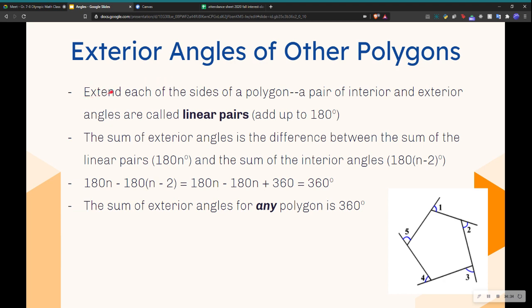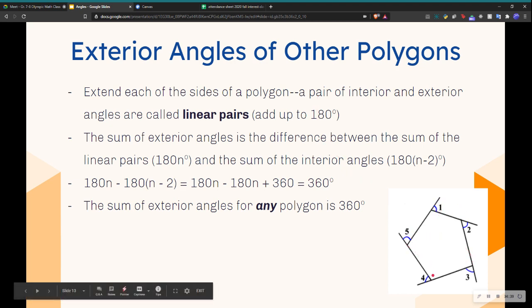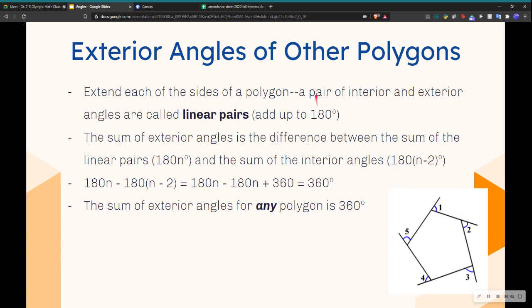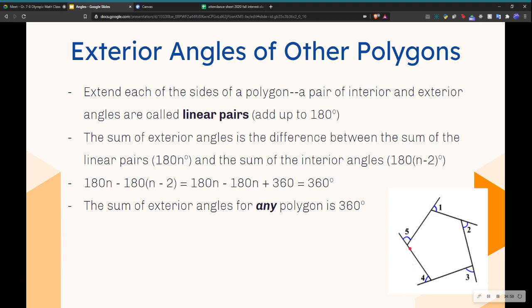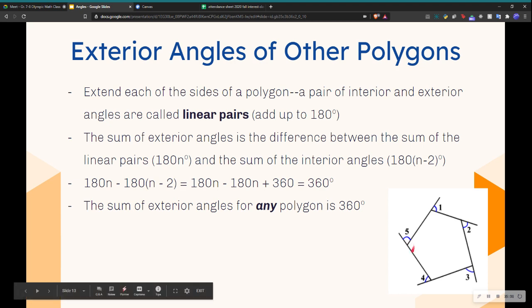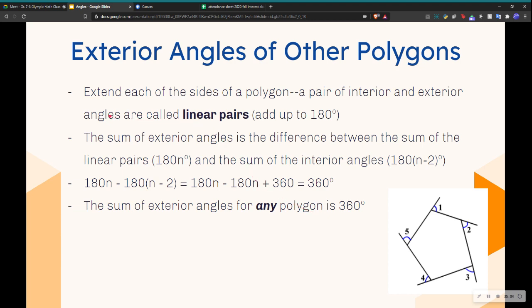Let's extend each of the sides of a polygon. Let's look at this diagram right here. Extend each of the sides of the polygon, like so. A pair of interior and exterior angles are called linear pairs. Remember this, linear pairs. They just add up to 180 degrees. Very straightforward. An example here: you have angle phi right here, and this angle right here has no name, but I'm marking it out. These would be linear pairs, adding up to 180 degrees.